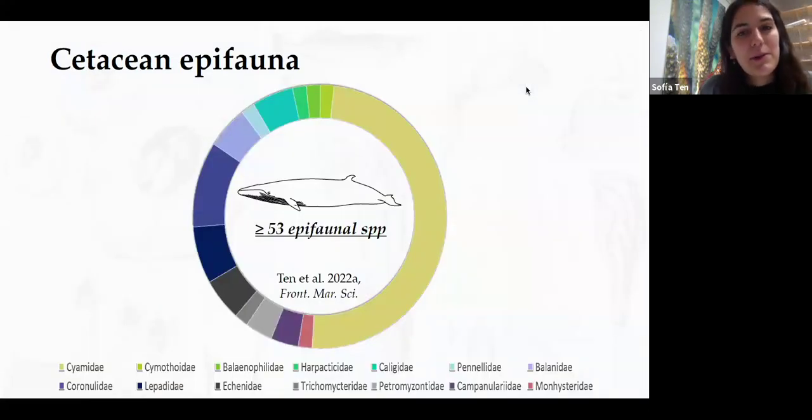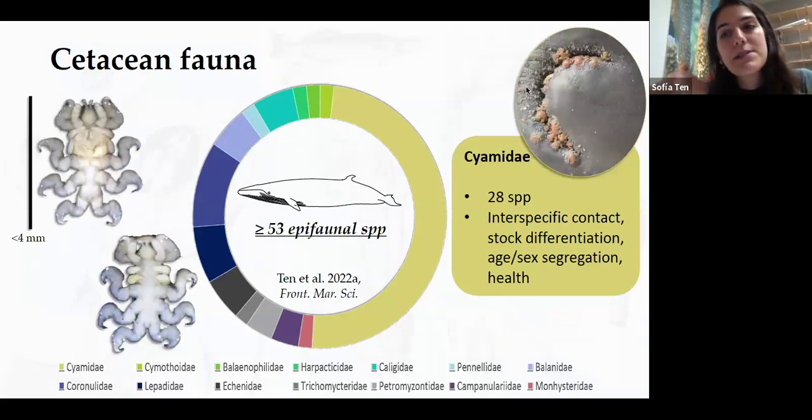Starting with cetacean epifauna, we can see it's quite diverse, but there's one group that is particularly abundant or species rich. These are cyamids, a family of amphipods. We have about 28 species, and they're quite host specific, meaning that each species would usually be found on a single or maybe two cetacean species. What is really interesting about them is that they are transmitted by direct, physical contact between the hosts. So that makes them really interesting as a tool to study host interaction.